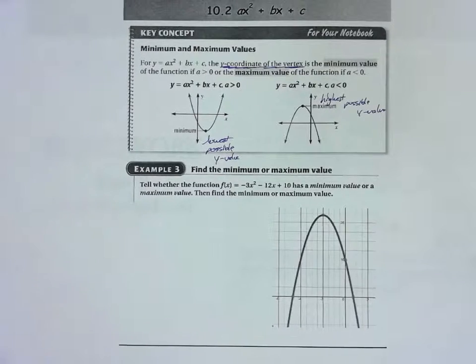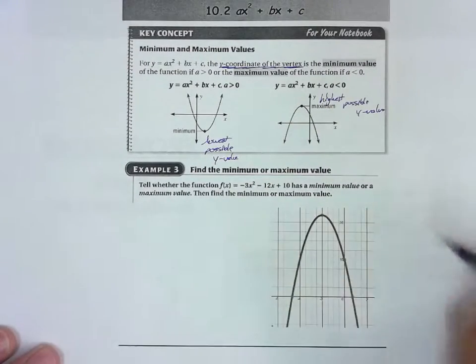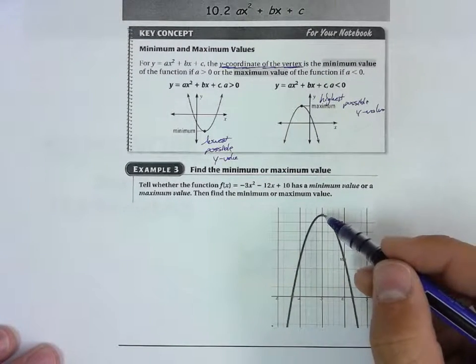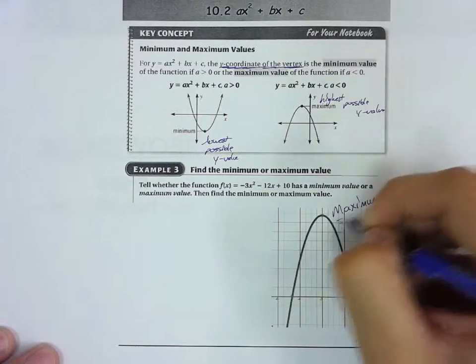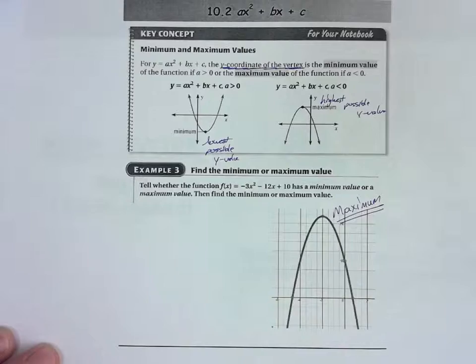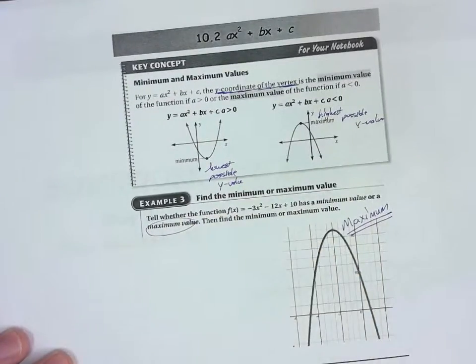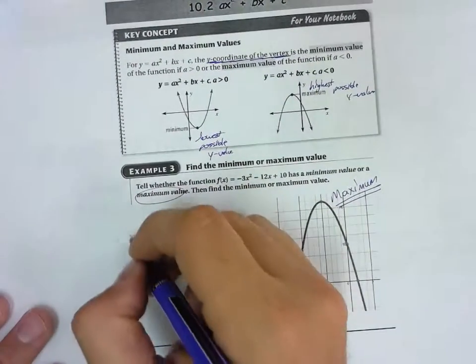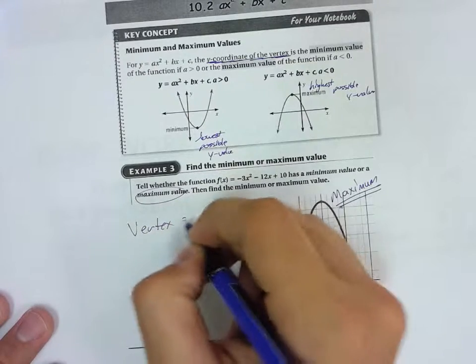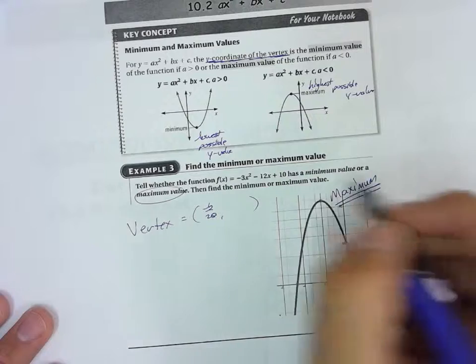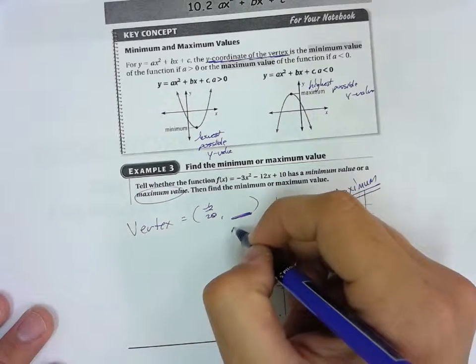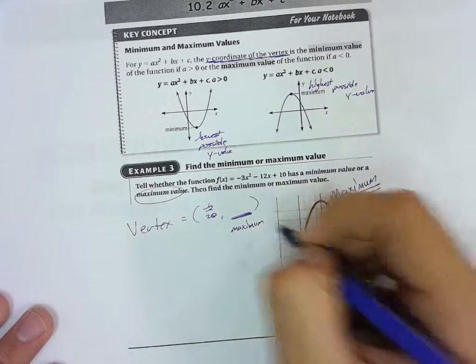So here's the question. Tell whether the function negative 3x squared minus 12x plus 10 has a minimum or a maximum. Well, that's really easy. Is that the highest point or the lowest point? It's pretty obvious the highest point, right? So that's the maximum. So we can circle this if you want to. Find the minimum or maximum. So I have to find my vertex, which is at negative b over 2a, and then I plug in y. This is going to be my maximum.